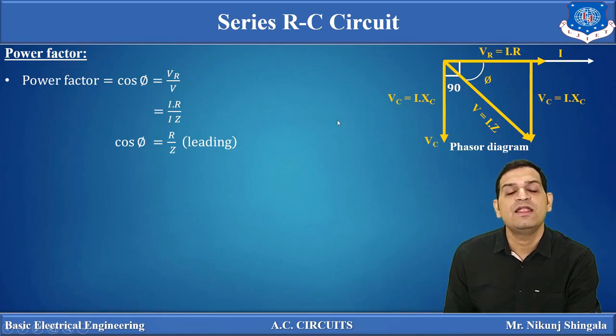So cos phi is R divided by Z, where Z is the impedance which can be given by the square root of R square plus Xc square. So this is all about today's video lecture. In this video lecture, I have analyzed the series RC circuit. We found the expression of resulting current. We drew the voltage and current and finally found the expression of instantaneous power, average power and power factor.